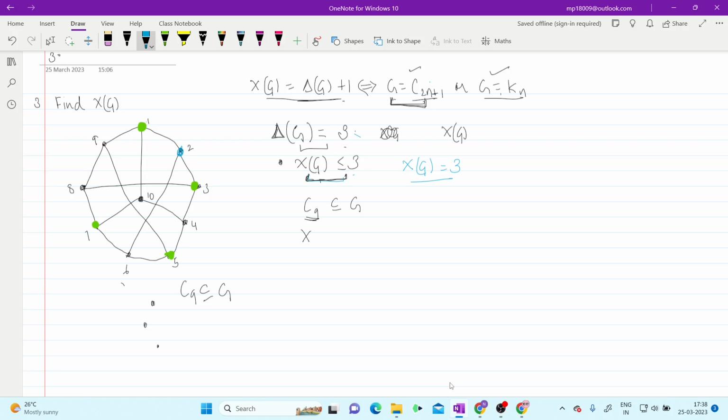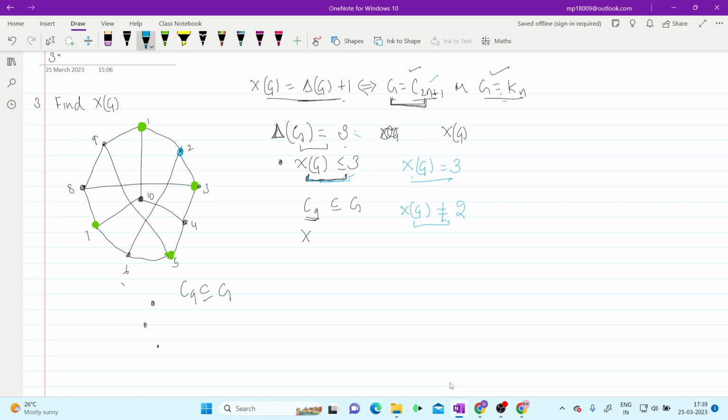Since this graph is neither an odd cycle nor a complete graph, we know that the chromatic number will be less than or equal to 3. It cannot be equal to 2, because for coloring these 9 vertices we need at least 3 colors. We cannot color the first 9 vertices with 2 colors. So the only possibility left is 3. Therefore, without doing any coloring, we can directly conclude that the chromatic number is 3. Is that clear?